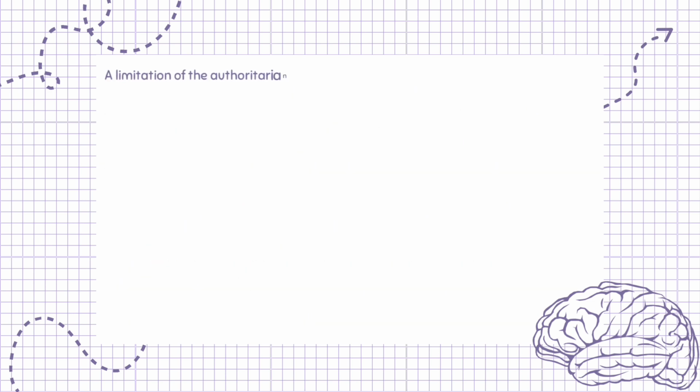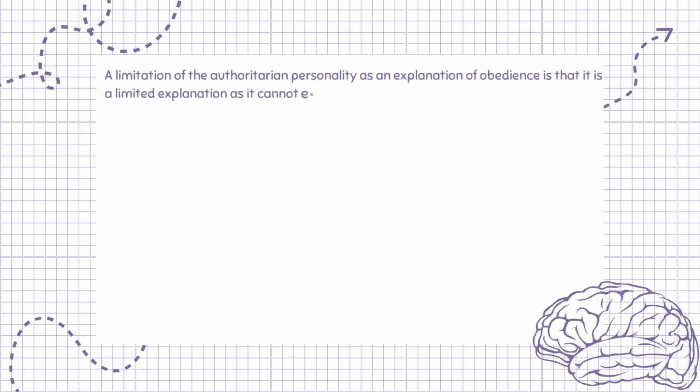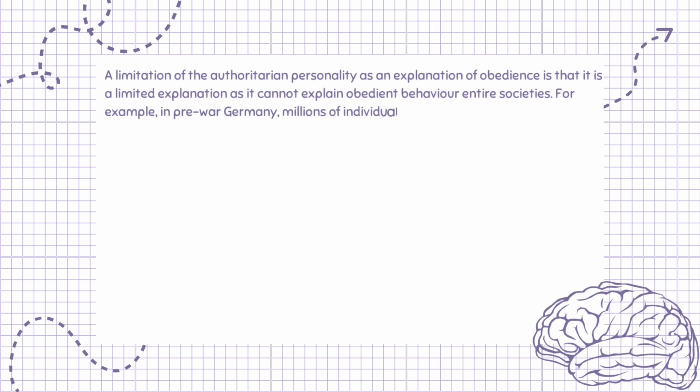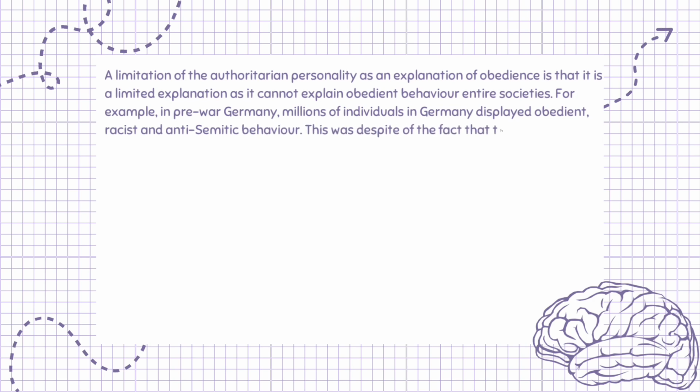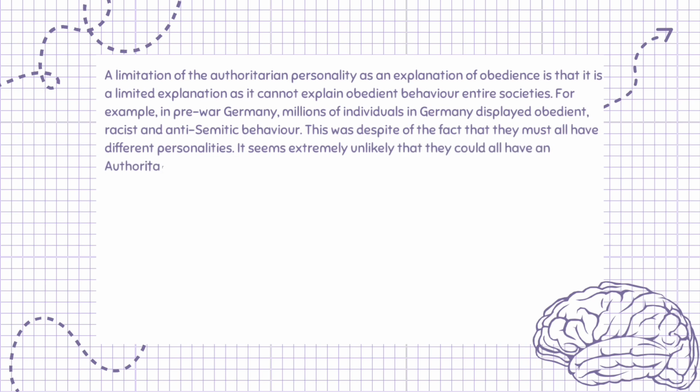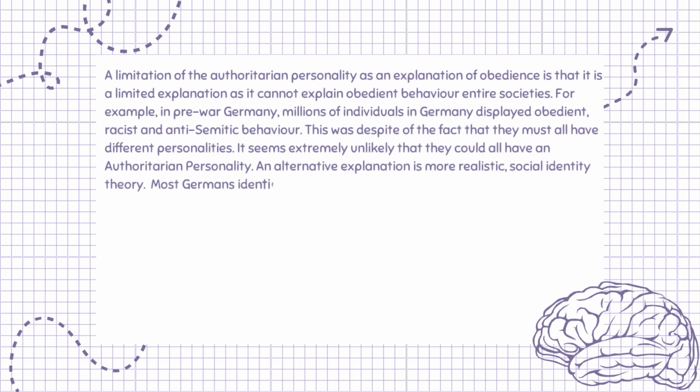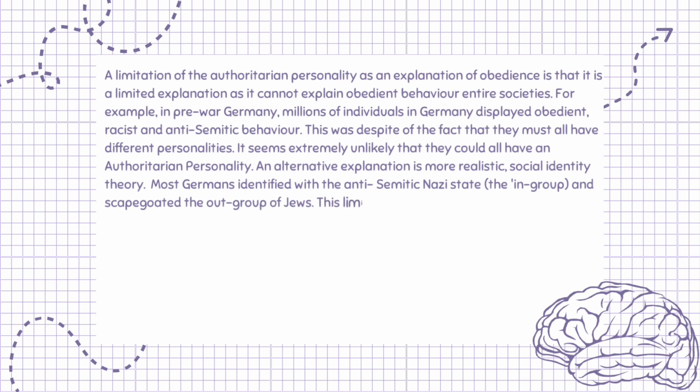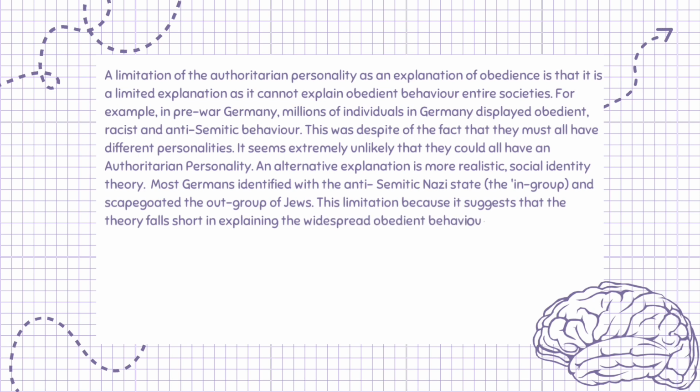A limitation of the authoritarian personality as an explanation of obedience is that it is a limited explanation as it cannot explain obedient behavior in entire societies. For example, in pre-war Germany, millions of individuals in Germany displayed obedient, racist, and anti-Semitic behavior. This was despite the fact that they must all have different personalities. It seems extremely unlikely that they could all have an authoritarian personality. An alternative explanation is more realistic: social identity theory. Most Germans identified with the anti-Semitic Nazi state and scapegoated the outgroup of Jews.